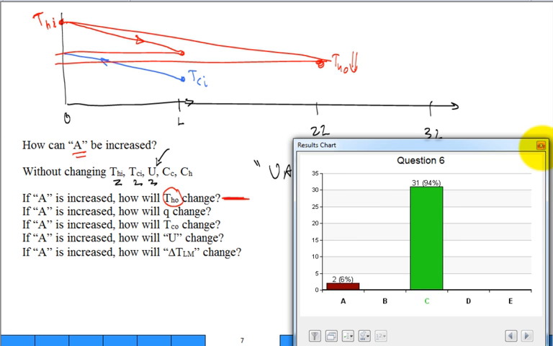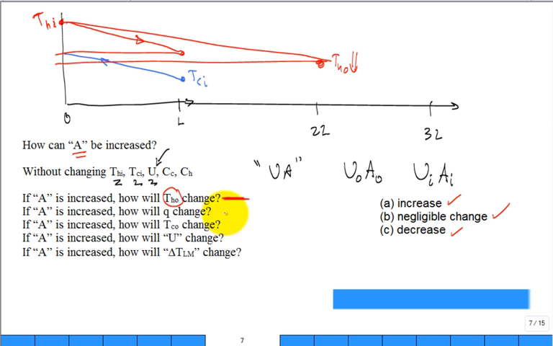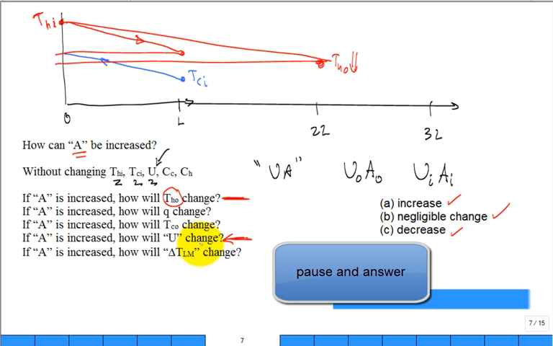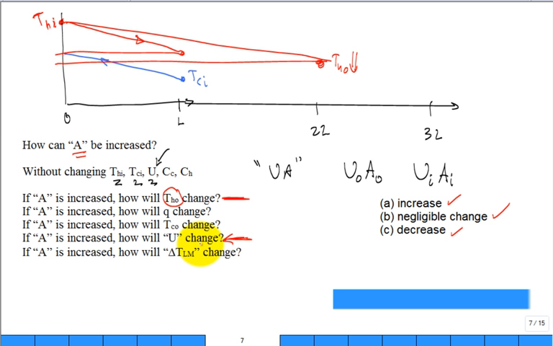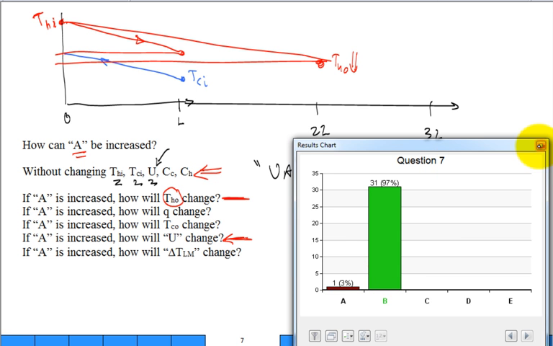Hey, pretty good. Now, let's see which of these. I can't ask them all. Let's ask this one right here. If area is increased, how will U change? Yep. How will U change? We're done. Well, this was a trick question, wasn't it? Is the answer already explained in this sentence right here? Maybe it was to make up for the other tough questions, because almost everybody got it.